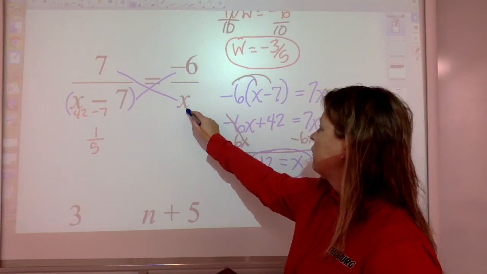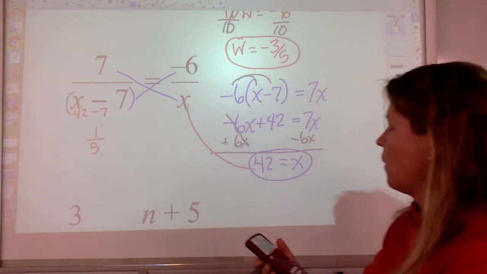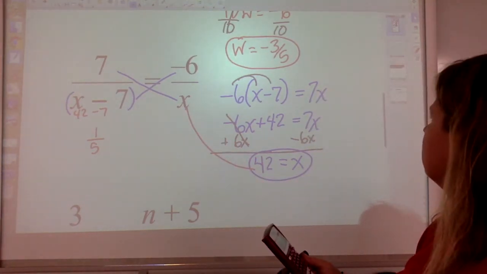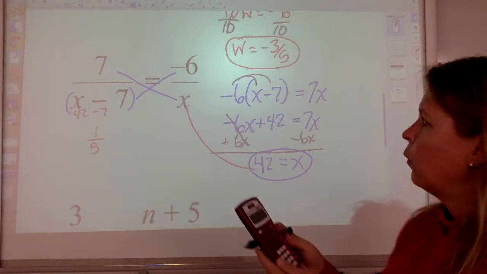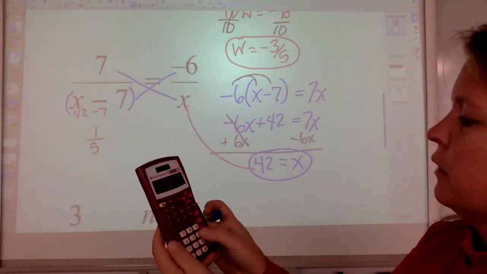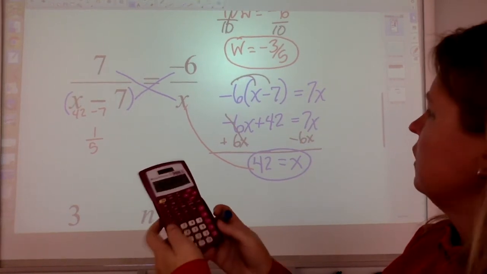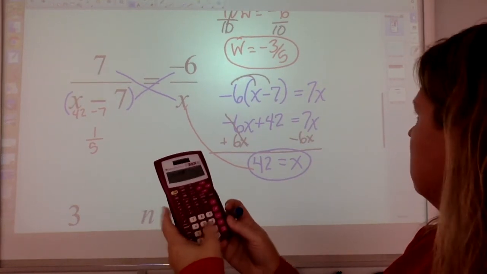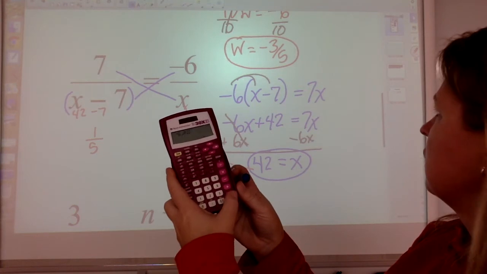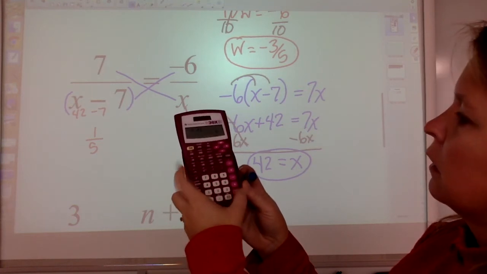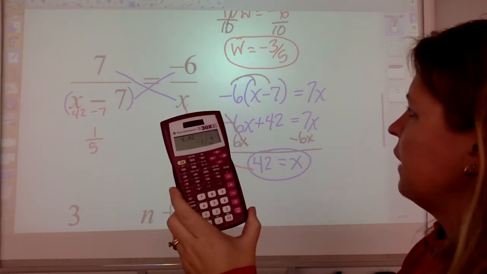What happens when you put 42 down here? Watch. I get negative 6 fraction 42 equals negative 1/7.